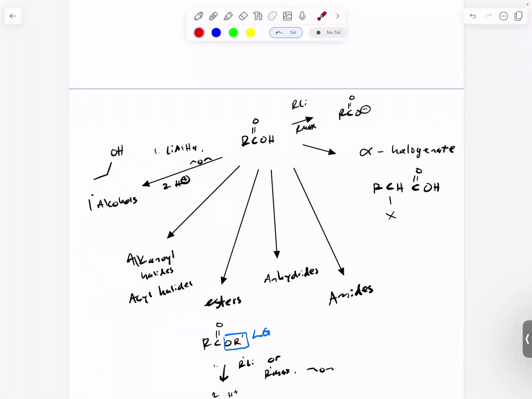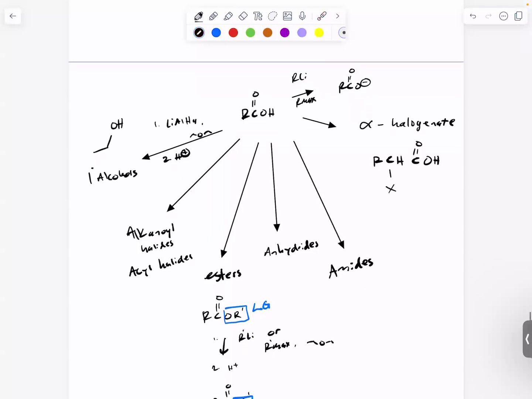Any ideas with our acyl halide production? Well, I know an acyl halide is the C double bonded O with a halogen. Perfect. So I'm assuming we're going to need a halogen somewhere in our reagents. Somewhere, right? Yeah. You've seen a lot of Br2, you've seen a lot of HBr, that type of stuff.